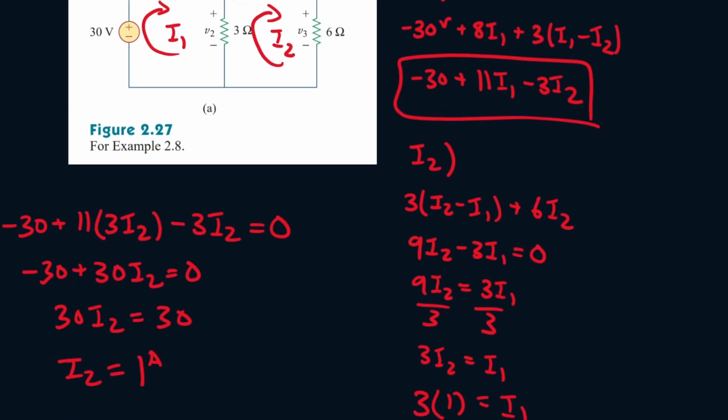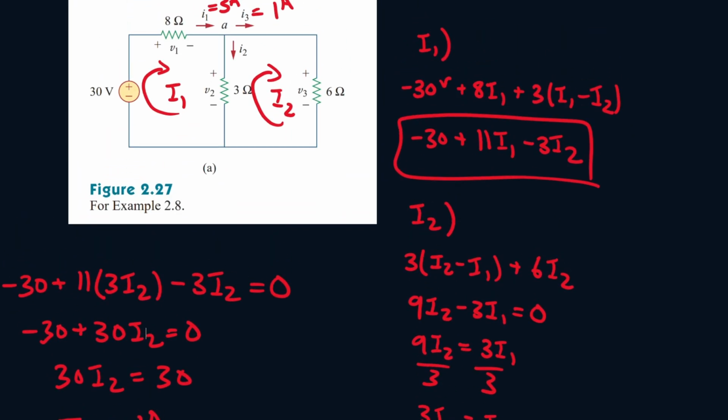And you may be thinking, wait, isn't I2 1 amp? But no, because we were working with mesh 2. See, mesh 2 is moving in this way. It's moving in I3's way. Okay? So what will I2 be? I2 will be pretty much the difference of these two meshes. Honestly, I should have called these IA and IB. That would make it much easier, because we're already working with I1, I2, and I3.